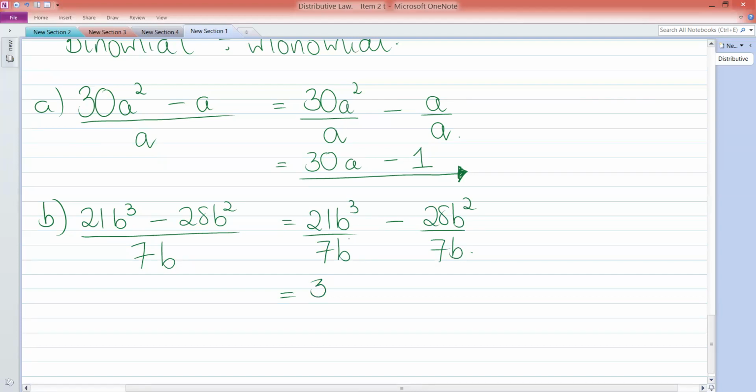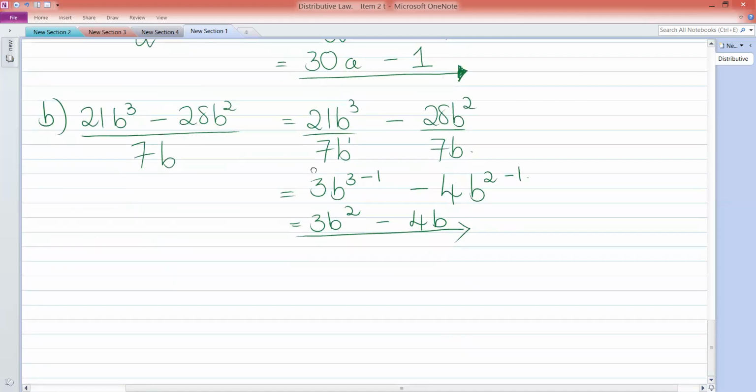b to the power of 3 divided by b to the power of 1, so b to the power of 3 minus 1. Then minus 28 divided by 7 is 4, b to the power of 2 minus 1. So our final answer here is 3b squared minus 4b. There we go. Awesome.